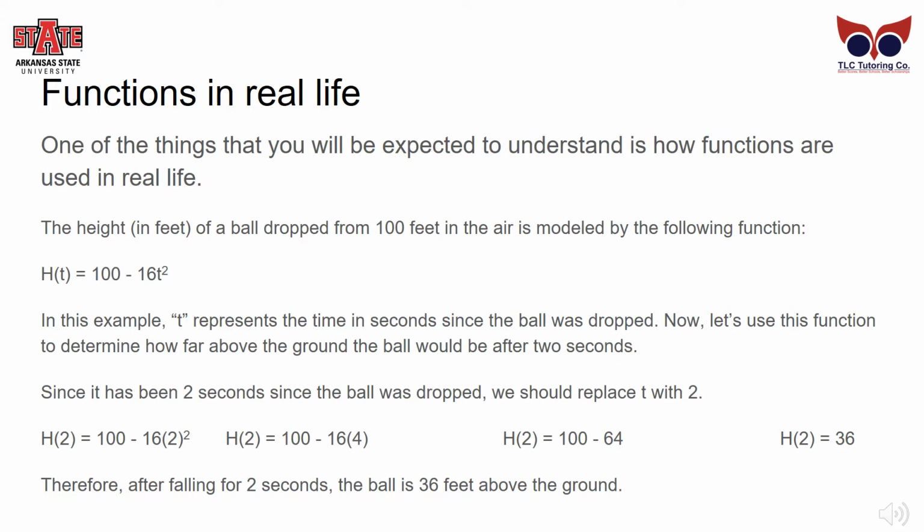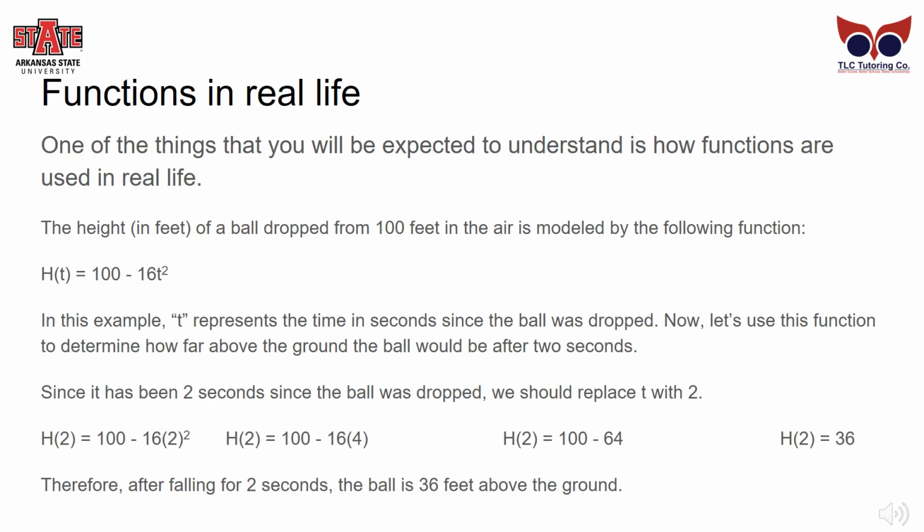Now, let's use the function to determine how far above the ground the ball would be after 2 seconds. Since it has been 2 seconds since the ball was dropped, we should replace t with 2. h of t would equal 100 minus 16 times 2 squared. h of t would then equal 100 minus 16 times 4.